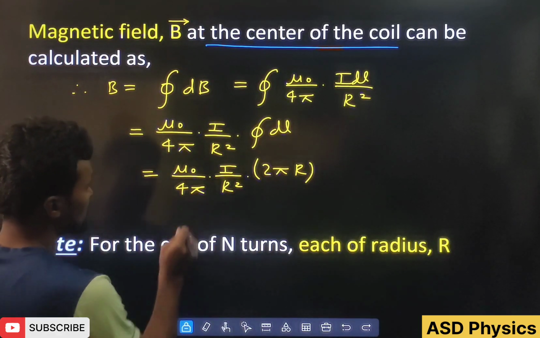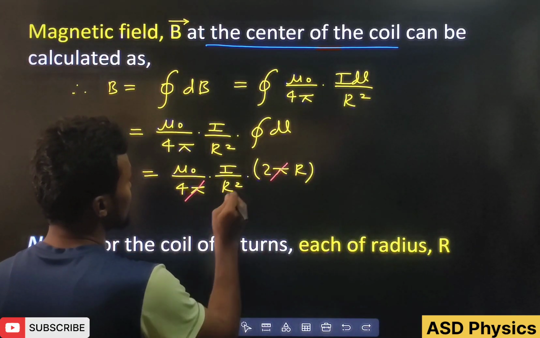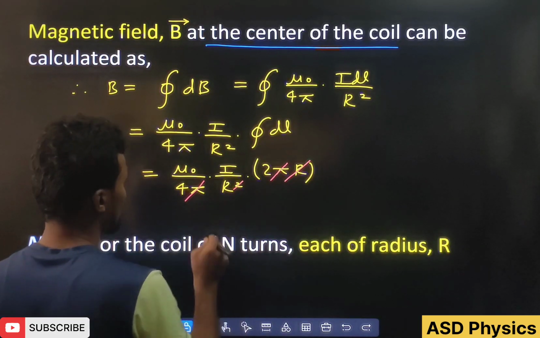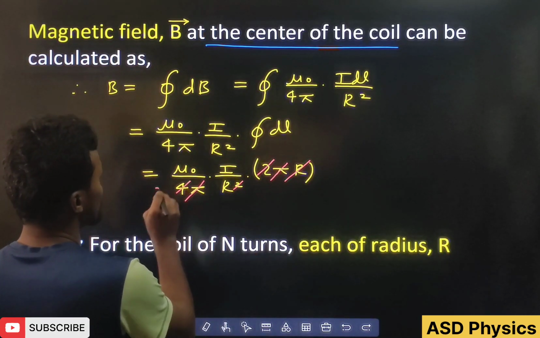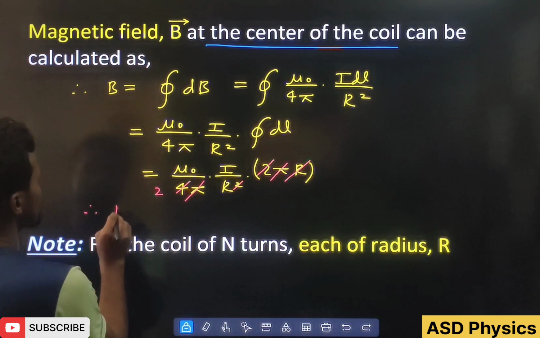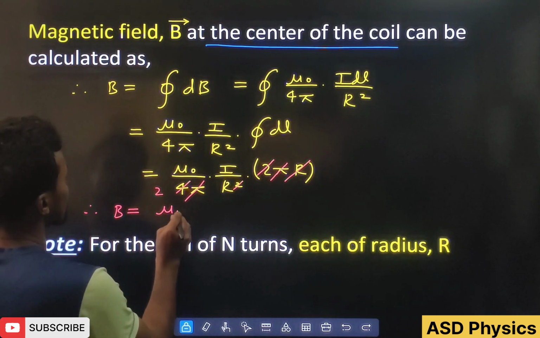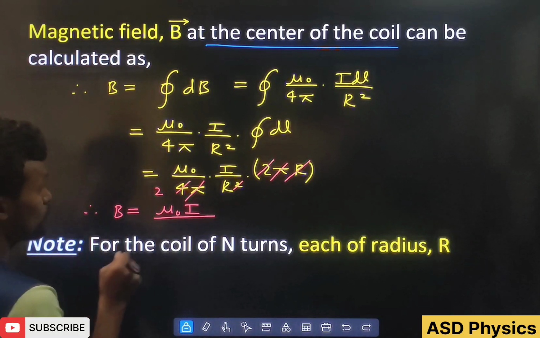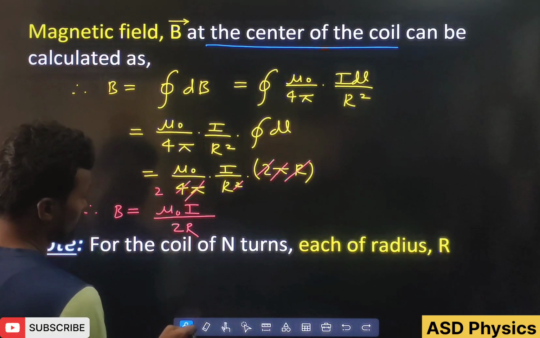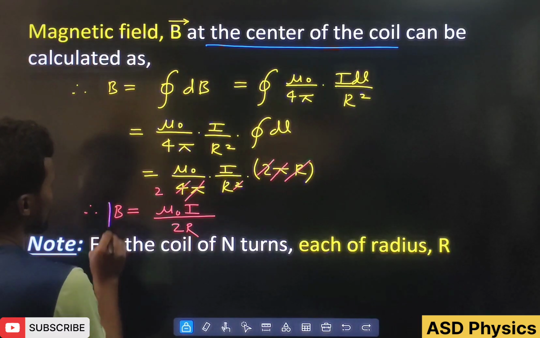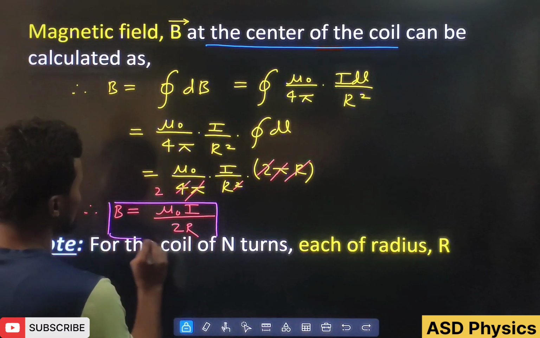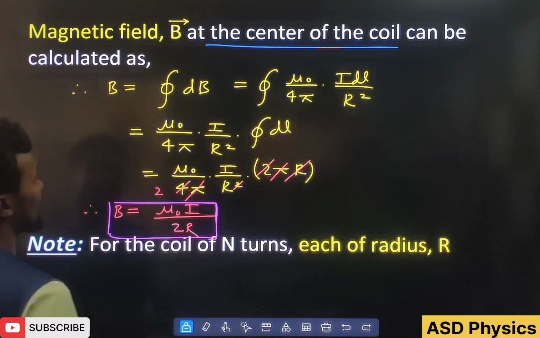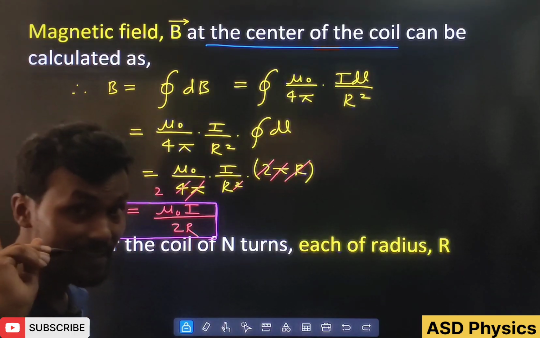Now we can cancel the things. Let's take this pi cancel. From this r, 1 r cancel. And we can write here 2 2 is a 4, is it? So hence magnetic field at the center of circular current carrying coil is given by mu naught I by 2r. What is this? Mu naught I by 2r. Kindly remember the formula. Mu naught I by 2r. Okay, directly I will use it.